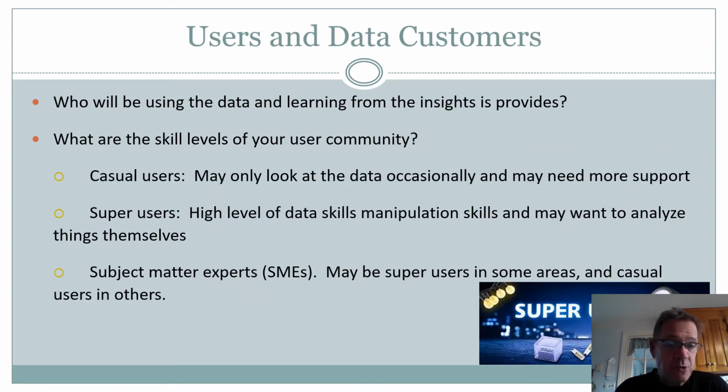The users and data customers: who will be using the data and learning from its insights. What are the different skill levels of the users involved? Are you providing data for casual users, people who may be looking at the data occasionally, but you need to give them a lot of hand-holding? Or are you providing data for super users who have a high level of data skills and also a high level of subject matter expertise? Or are you providing data for subject matter experts themselves? These are people who have a great deal of in-depth knowledge in the business area that you're reporting on, and they may be considered super users in those areas, but perhaps casual users in others.